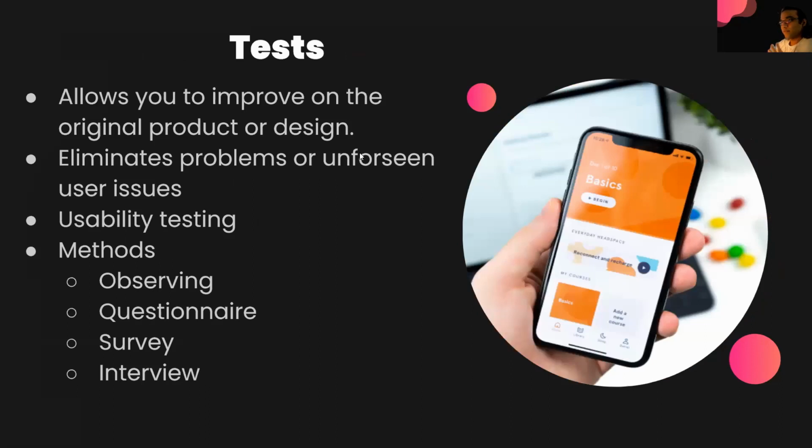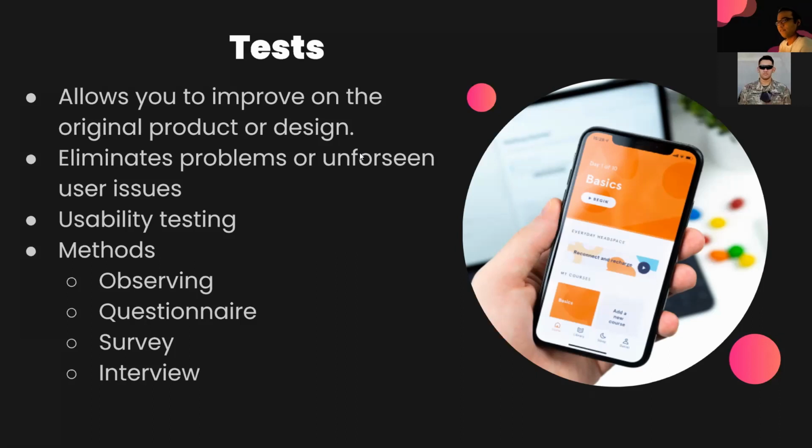So user tests, these are essentially, as you go through your process, you want to improve on the original design. Maybe as your product was getting used, you found from research that some of the pages didn't flow as well. Some of the pages maybe you could get rid of, some components you can move around. Maybe you can add some extra fields or add some extra information in certain areas. This is the kind of stuff that you'll learn from testing. So it's useful for eliminating any problems or unforeseen user issues like was just mentioned.